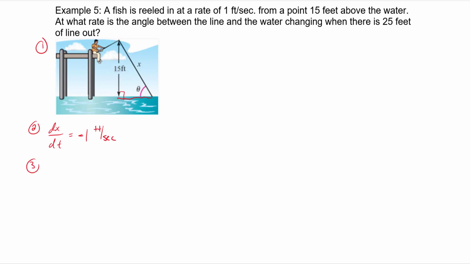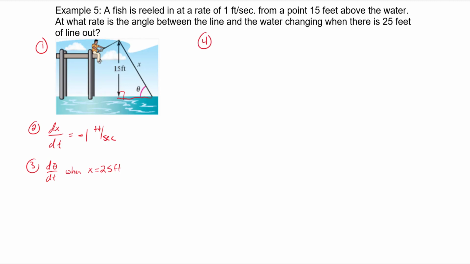And what do we want? We want the rate at which the angle between the line and the water is changing. So dθ/dt when there's 25 feet of line out. So when x equals 25 feet. All right, so now let's go from there.